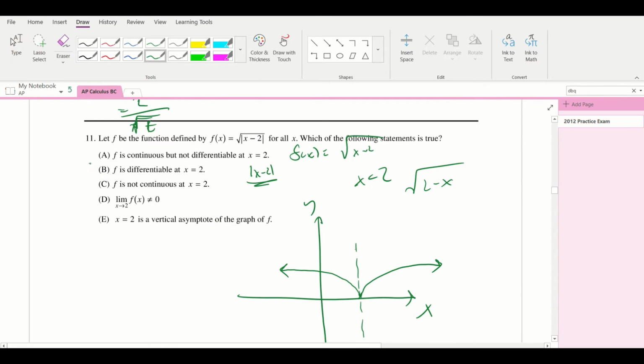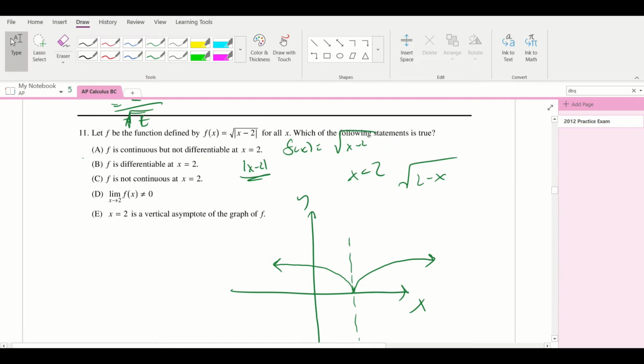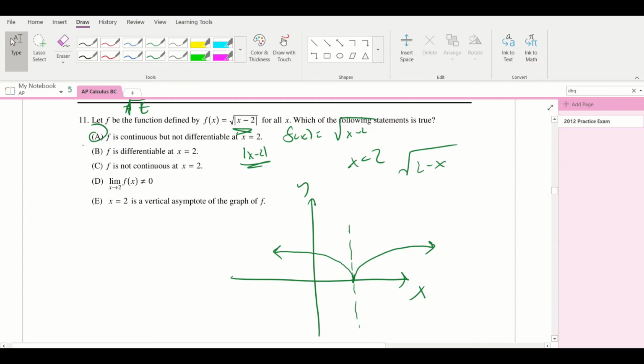All right, so A is true because it is continuous, but it's not differentiable. It's continuous because the limit as it reaches this point is equal to just the value itself. So now we can just circle it and we could be done if we're short on time. If we're not, we can just check the other ones. Well, no, it's not differentiable at 2 because it like breaks apart there, if you know what I mean.